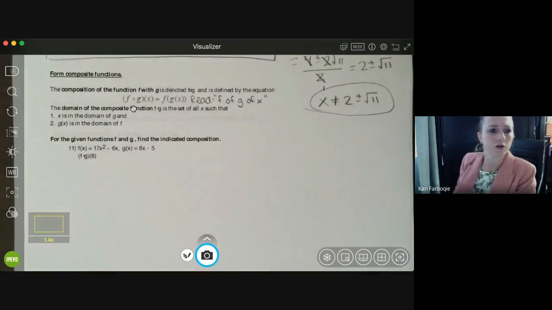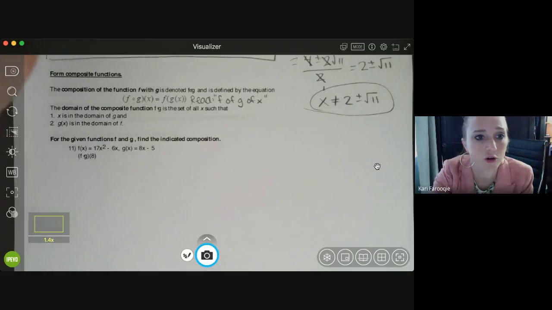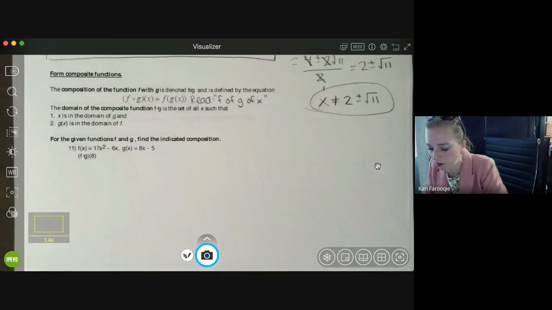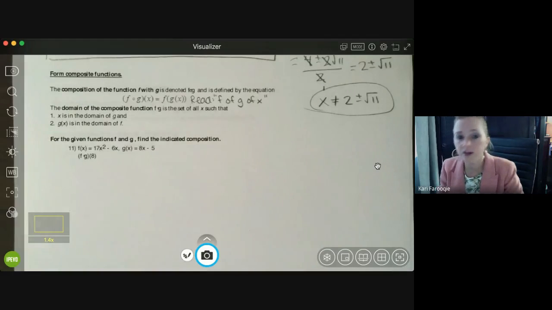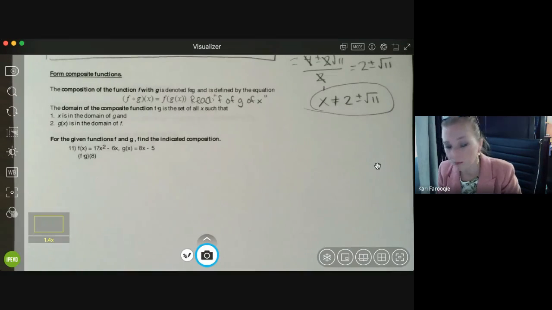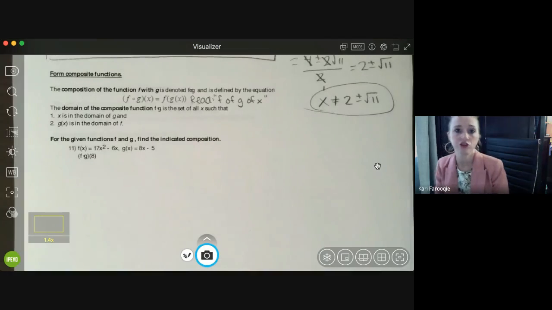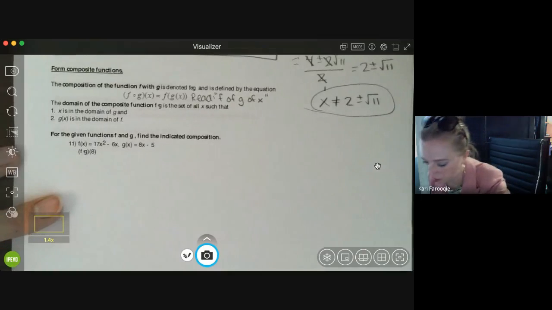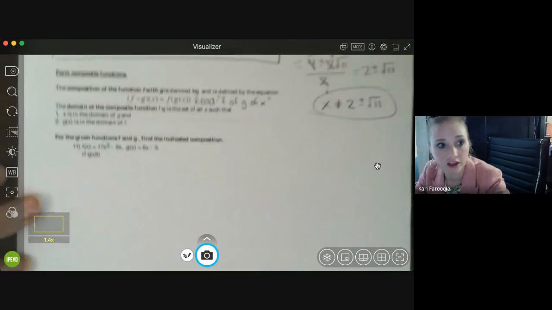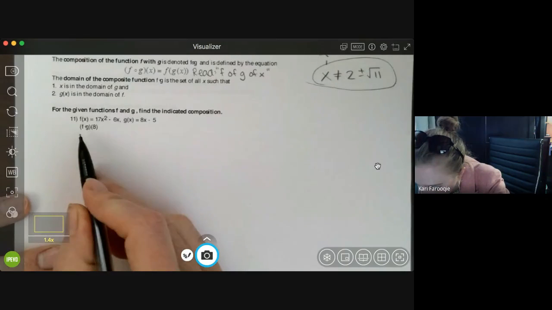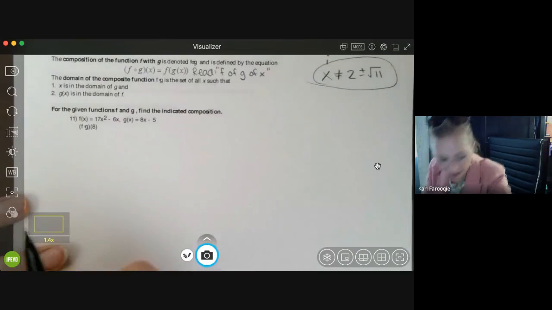Now, in a few minutes, we're going to start talking about the domain of the composition. First, we're going to focus on finding the composition. So let's skip over this domain piece for now and just talk about how to find the composition of two functions. You've actually done this before in this class. We did quite a bit of it in section 2.2. So it should not be completely new to you, but the notation might be very new to you today, although I'm guessing you've seen it at some point in your lives. For the given functions f and g, find the indicated composition. So we are going to be finding f of g of 8.